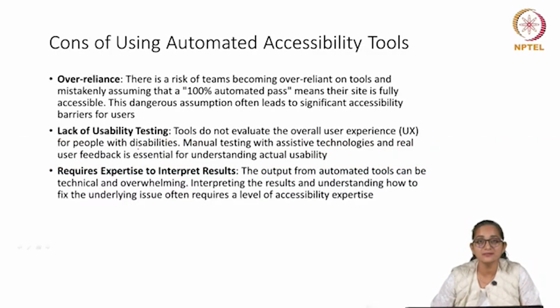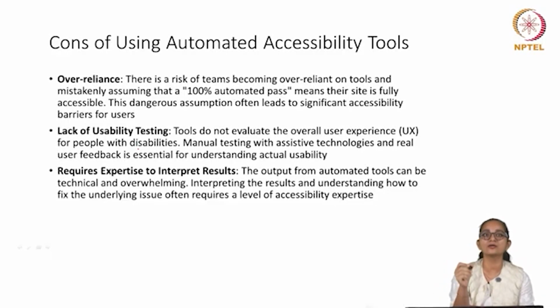So it requires expertise to interpret results. It just generates a numeric report. We will see a few examples of what kind of reports it generates, and the results also need to be interpreted by development or design experts who have some idea about accessibility criteria. Only then will they be able to understand, because it says the number of the criteria. So it will say you have a violation of 1.1.1.